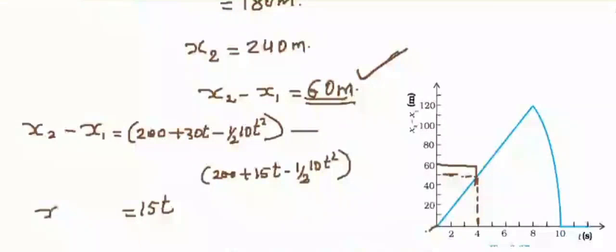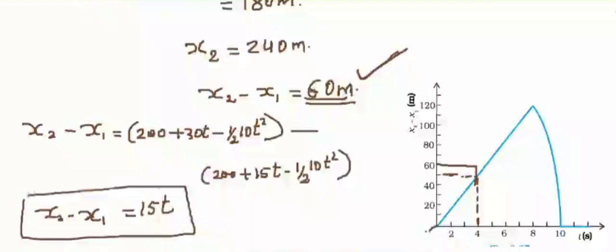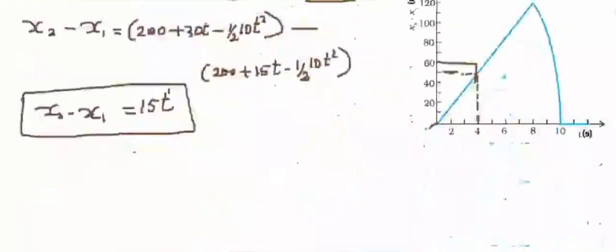That means x2 minus x1 is equal to 15t. So look at this equation. This equation is a first degree equation. First degree equation, if you draw the graph, will be a straight line. So that is the reason the graph between time and relative position x2 minus x1 is a straight line. You are getting a straight line here. So that also we have explained.